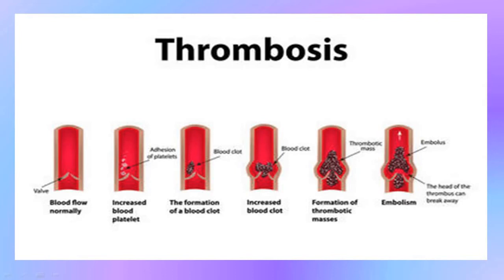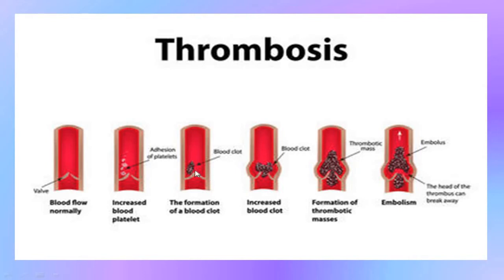Now the cardiovascular disorders. These are the diseases of the heart and blood vessels, and cardiovascular disorders mostly cause deaths. First of all, thrombosis. Thrombosis is the formation of a blood clot inside the blood vessel, resulting in the blockage or narrowing of the blood vessel. And this clot is called a thrombus.